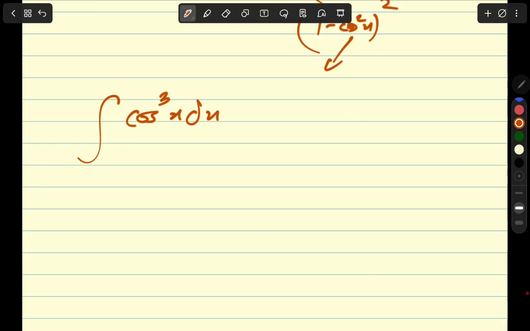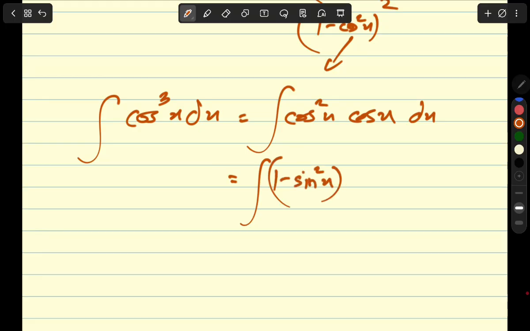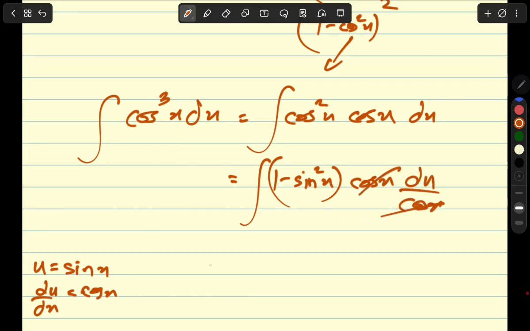You save one cos, so you get what? So this becomes cosine squared x times cos x dx, and this cosine squared of x is going to become 1 minus sine squared x, right? And then there's a cosine of x here. So I'm going to write it here and dx. So now if I substitute u as sine x, so du by dx is going to become cosine of x, or dx is going to become du over cosine of x. So this cancels this. So I'm left with 1, and this is, by the way, u squared. So 1 minus u squared du, right?